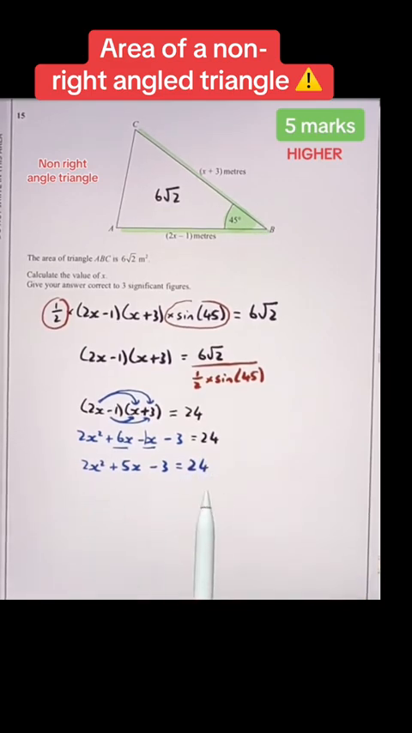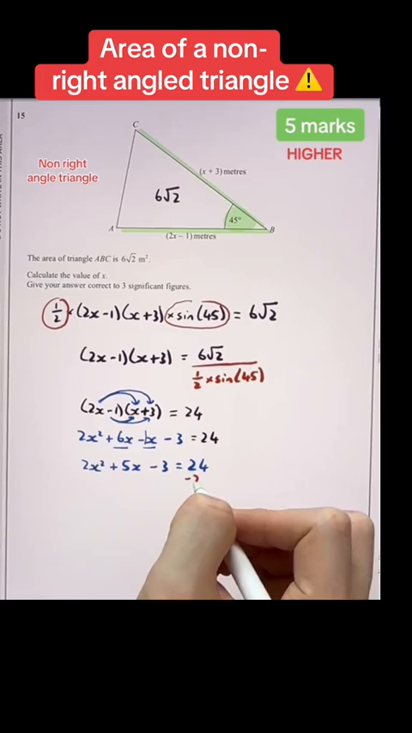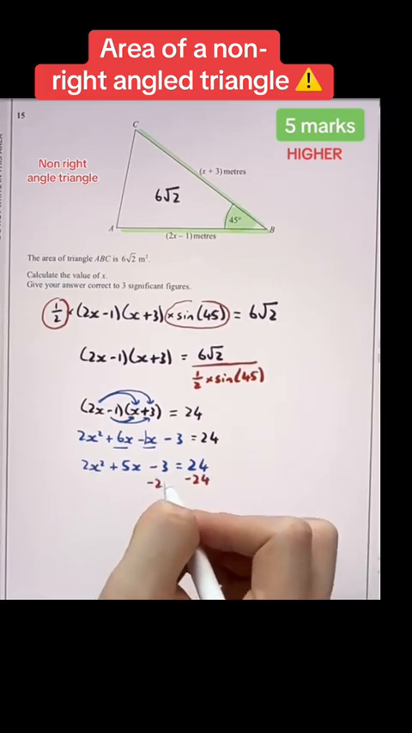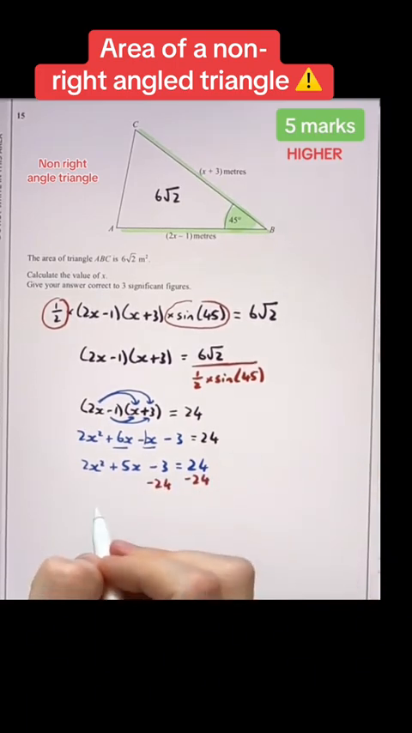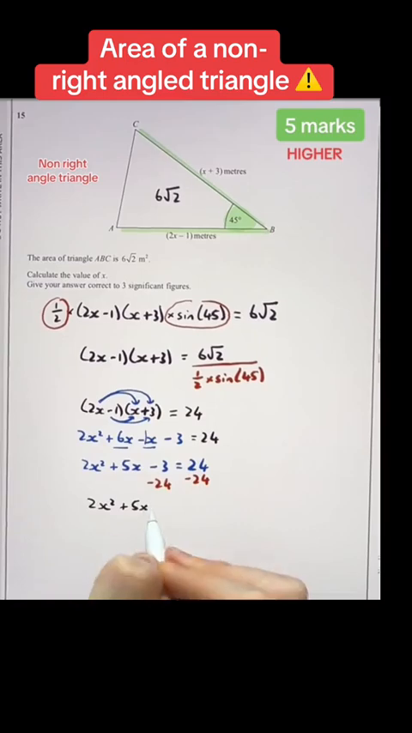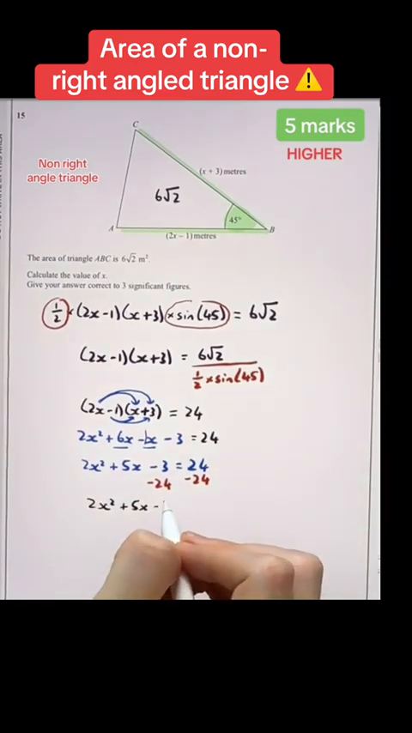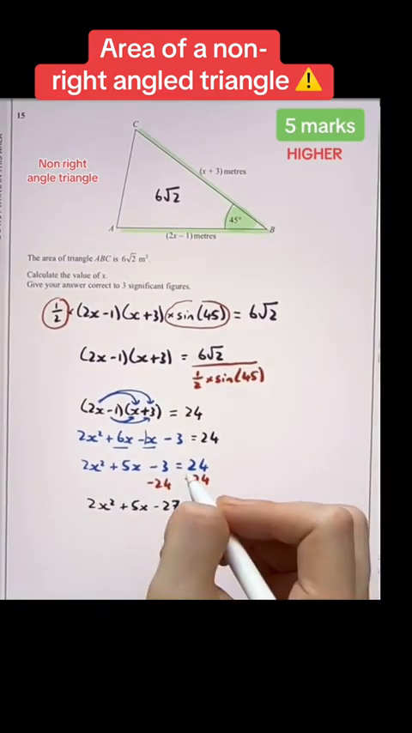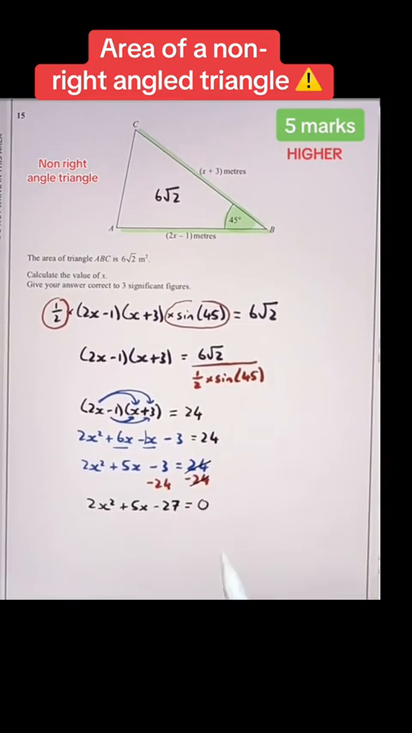I can now see I'm getting a quadratic in terms of x. I always want my quadratic equal to 0. So I'm going to move the 24 across to the left by doing the opposite. The opposite of add 24 is subtract 24 from both sides of my equation. On the left-hand side, I've got 2x squared plus 5x. I know negative 3 take away 24 will give us negative 27. And on the right-hand side, 24 take away 24 will cancel. It leaves us with 0.